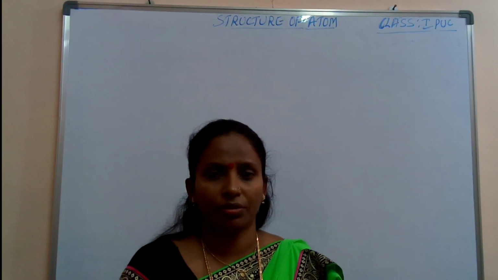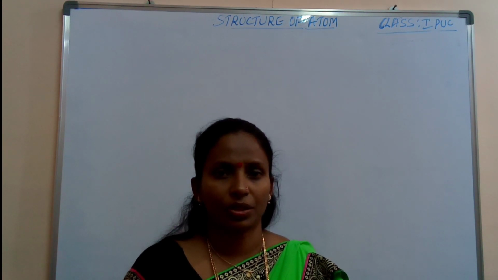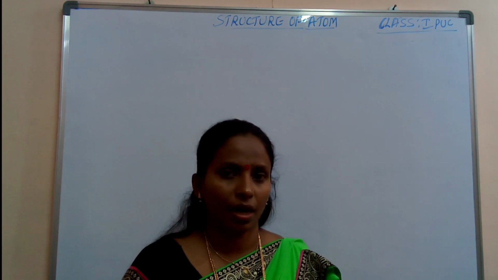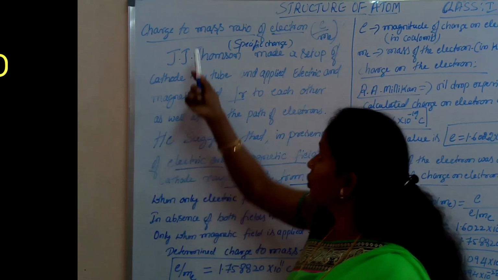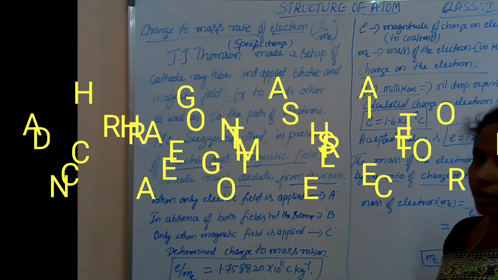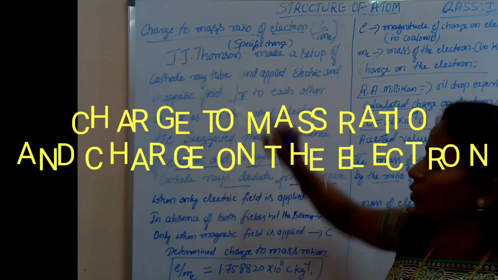In the last session, lecture 1, we discussed the introduction to atomic structure, cathode rays and their properties. Next, the charge to mass ratio of the electron, that is e/me. This is also called specific charge.